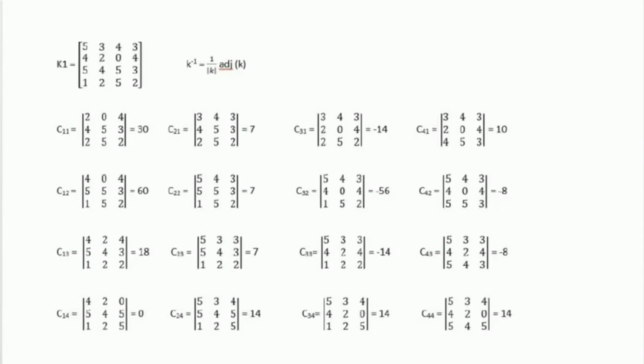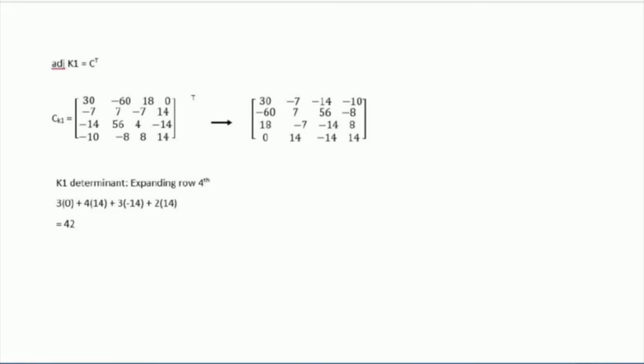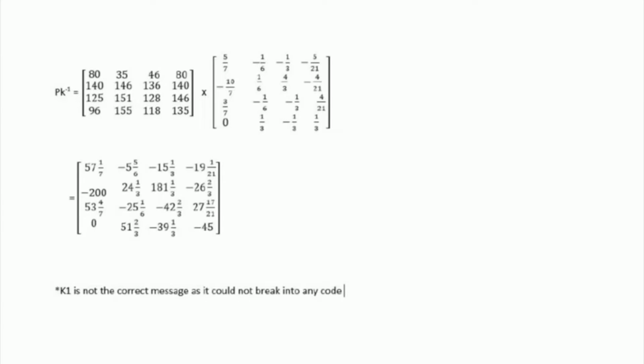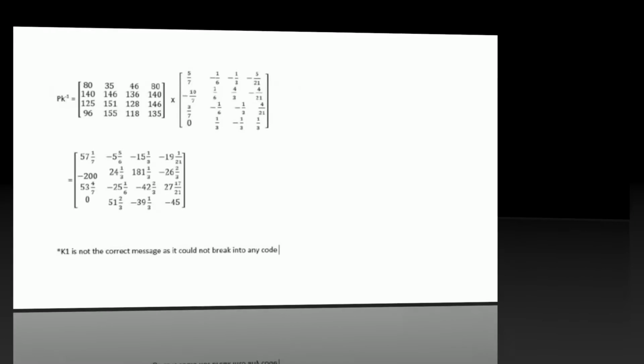Let's solve for K1. First step, we need to obtain the minor by deleting the appropriate row and column. To find the adjoint matrix, we need to find the cofactor matrix. Then find the transpose of the cofactor matrix. Now, find the determinant by expanding the fourth row. Therefore, we can obtain the inverse of K1 by using the formula 1 over determinant of K1 multiplied by adjoint of K. Last, multiply the inverse with P, hence K1 is not the correct message as it could not break into any code.